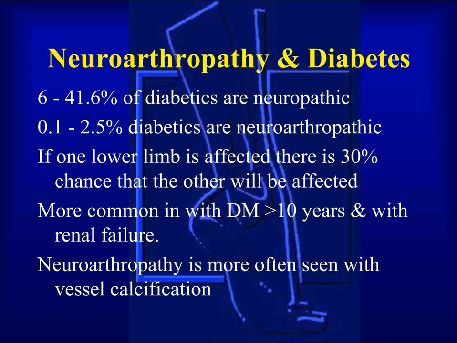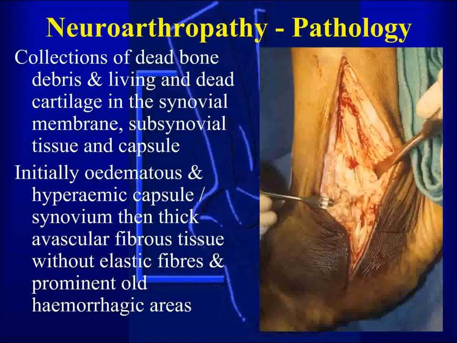What's the incidence? Up to nearly half of diabetics are neuropathic, up to 2.5% develop neuroarthropathy. If you get it in one leg, you've got a 1 in 3 chance of getting it in the other. This is more common if you've had diabetes for a long time, have renal failure, or are going blind because of your disease.